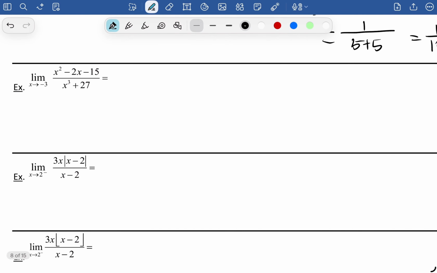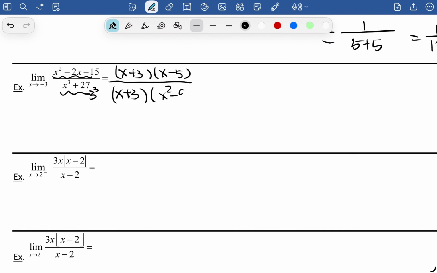What about this one? What is this, and how can we simplify it? So the numerator is basically x plus 3 times x minus 5, over, this is basically 3 cubed. So the whole thing can be simplified as x plus 3 times x squared minus 9x plus 9. These two cancel out.